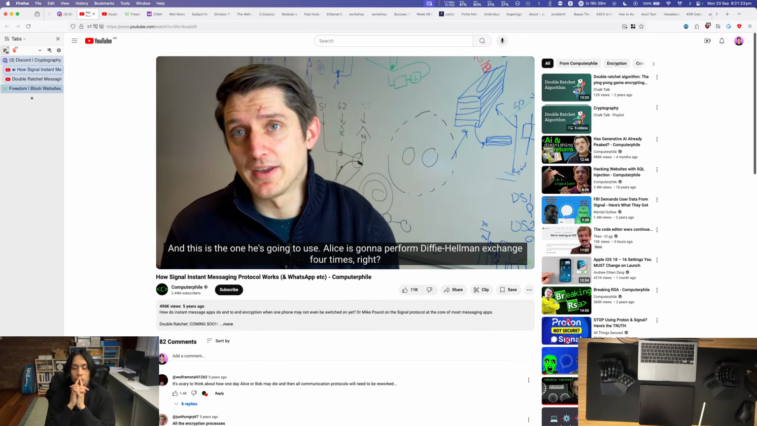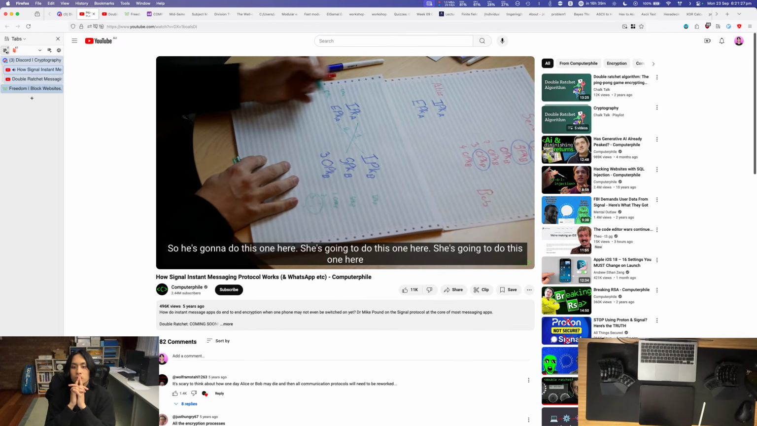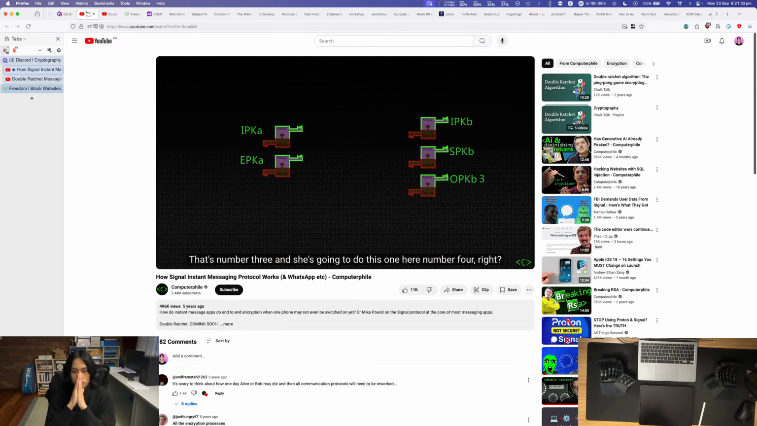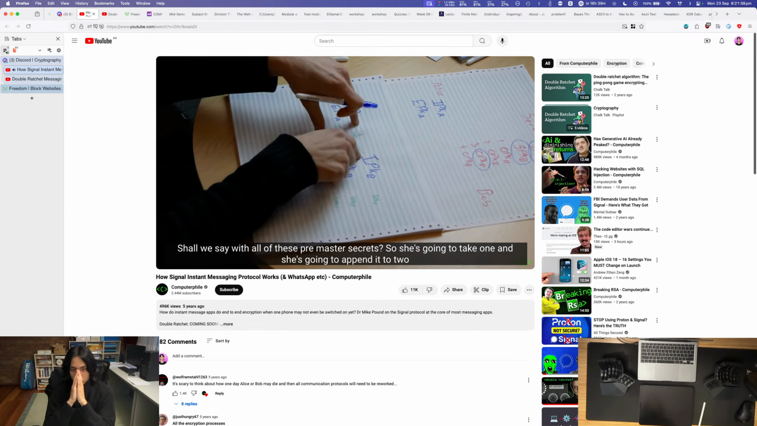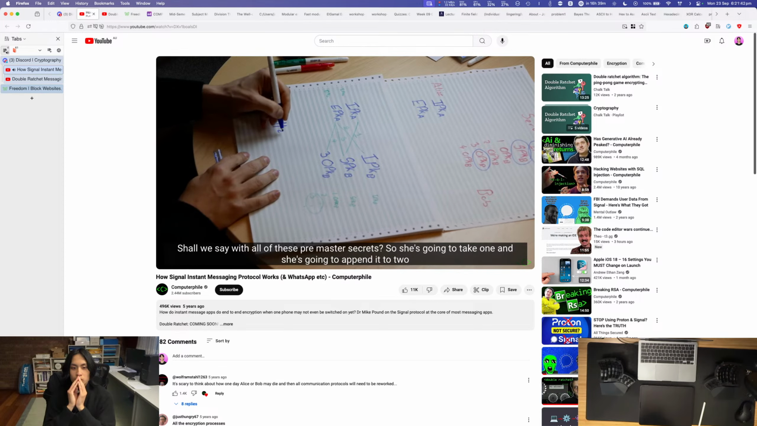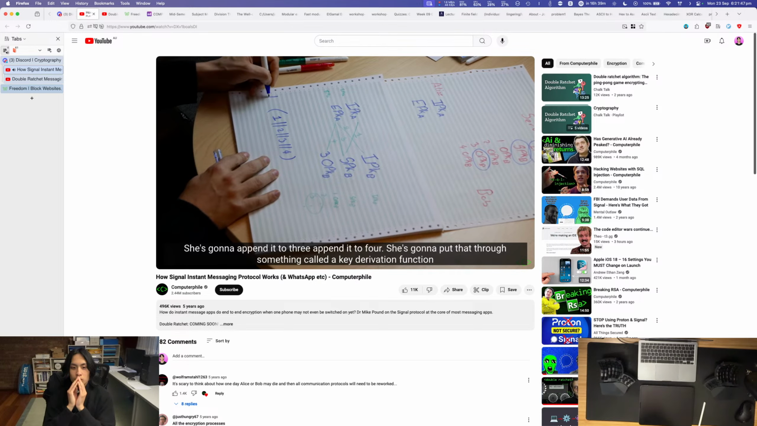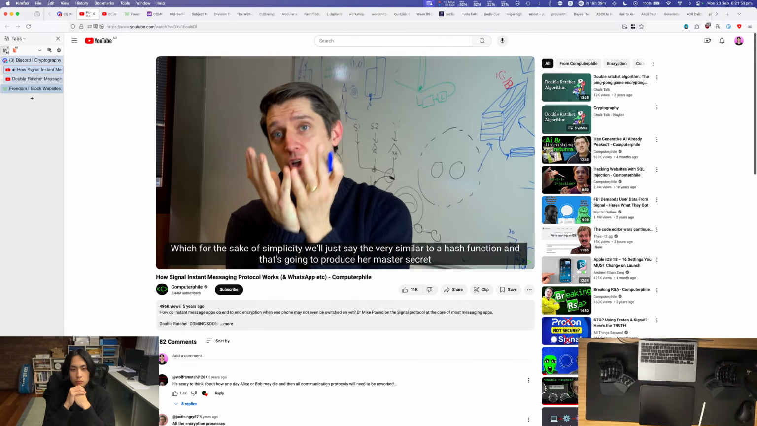Alice is going to perform a Diffie-Hellman key exchange 4 times. So she's going to do this one here, this one here, this one here, that's number 3, and this one here, number 4. So she's bringing all the keys into play. Then she's going to produce one master key with all of these pre-master secrets. She's going to take 1, append it to 2, append it to 3, append it to 4. She's going to put that through something called a key derivation function, which for the sake of simplicity we'll just say is very similar to a hash function. And that's going to produce her master secret.